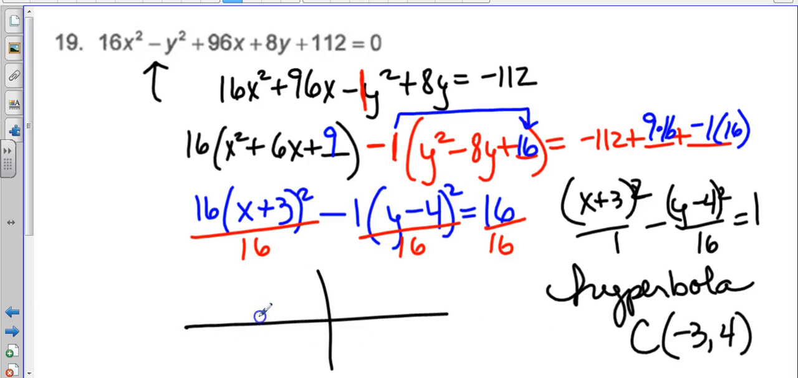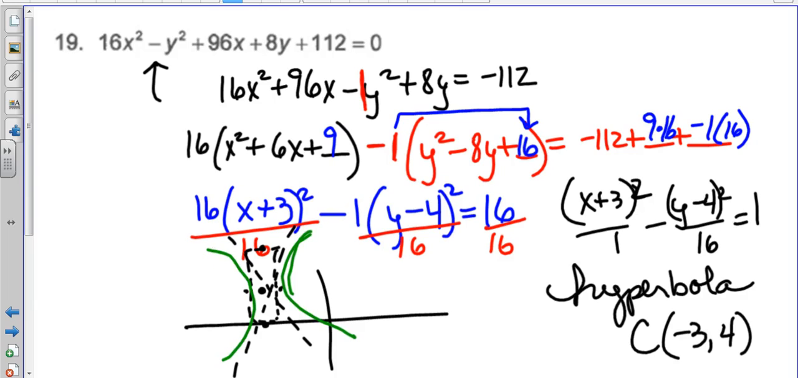If I sketch that, I go left 3 and up 4. From there, I would go only 1 in either x direction, but 4 in either y direction. So there's my little rectangle. Which way is this one opening, though? x is positive, so it opens around the x, which would be sideways. Everybody okay? Boy, I can't draw that. Anyway, it's going that way.